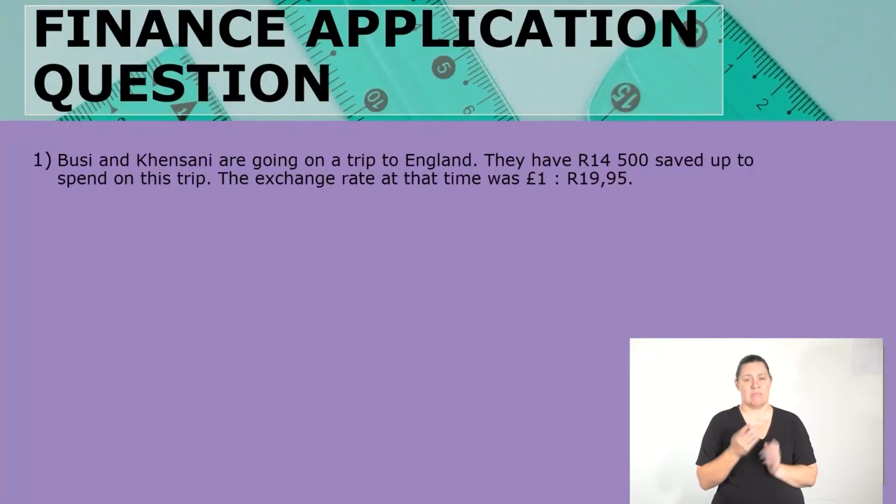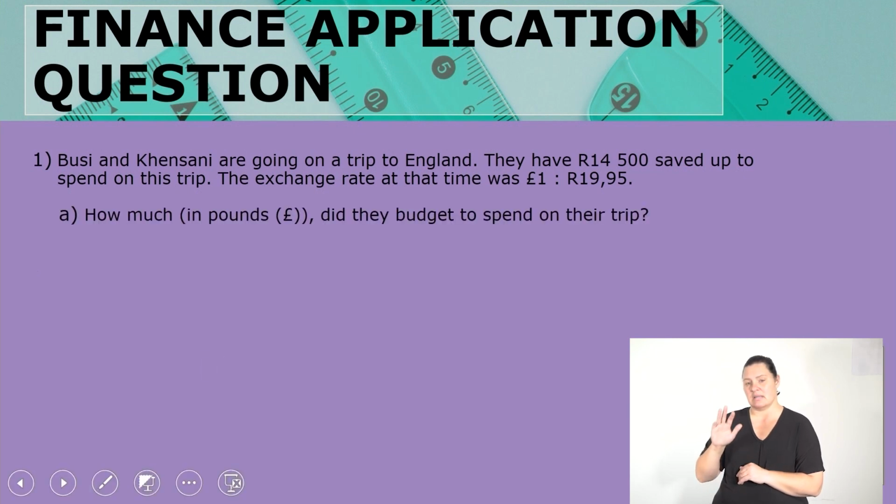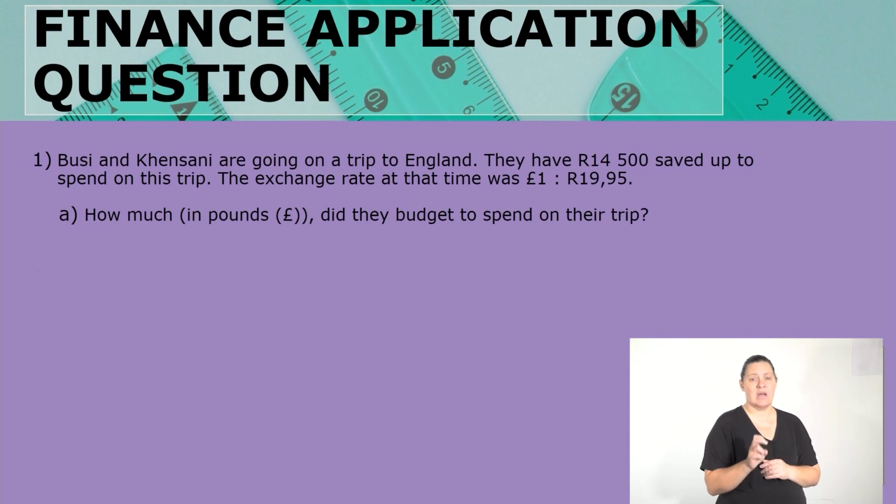So for these application questions, we are going to take a trip with Busi and Kensani. Busi and Kensani are going on a trip to England. They have 14,500 rands saved up to spend on this trip. The exchange rate at that time was £1 is to 19 rands 95 cents. So how much in pounds did they budget to spend on their trip?